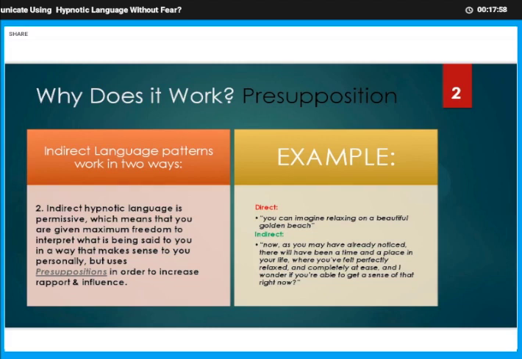And what that is an example of is indirect hypnotic language patterns using presupposition. I'm presupposing that there will have been a time and a place in your life sometime when you have felt perfectly relaxed and completely at ease. And I'm wondering if you're able to get a sense of that right now. What that does, with presupposition and with indirect and permissive language, is begin to create that feeling, that sensation in that person's body, because you are introducing it, presupposing it, and asking them to get a sense of it right now. All right, let's go to the next slide.